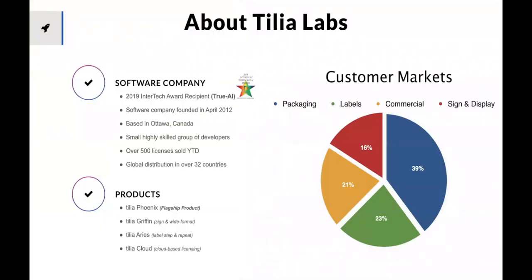So a little bit about Tilia Labs. We're a software company, and we are only a software company. We're not tied to any hardware vendor or manufacturer. We are agnostic. So we're an agnostic software company in the industry. We focus on developing products specifically for printing and packaging. And in 2019, this past year, we won an Intertech Award for True AI. And that True AI technology is what we're going to focus on today.